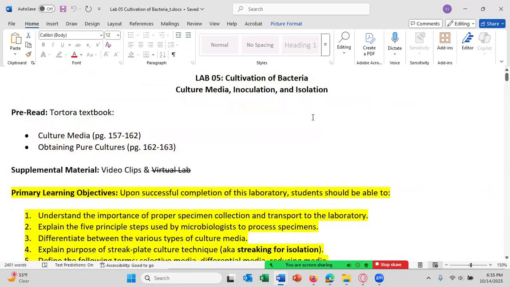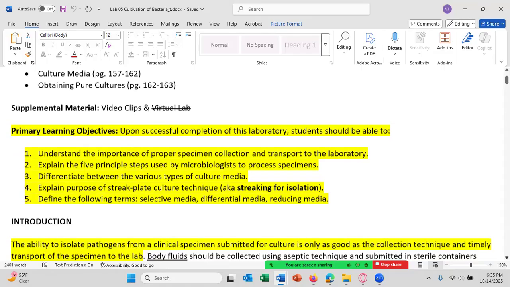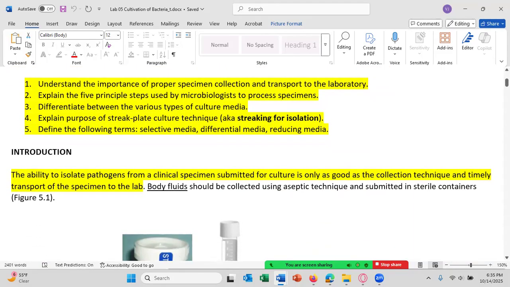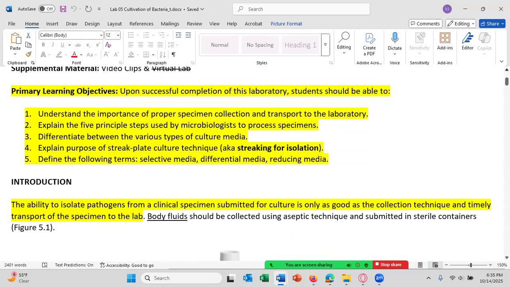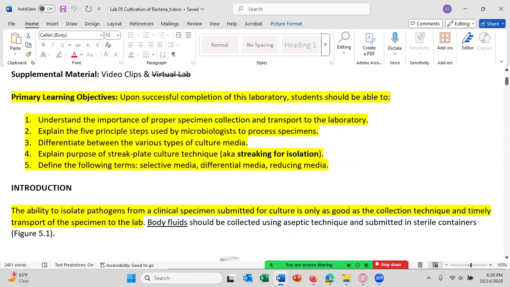Lab 5, cultivation of bacteria, culture media, inoculation, and isolation. There is some reading to every lab. Not too many pages today. You read about culture media, page 157 to 162. A page about obtaining pure cultures. There are some video clips in today's lab. There is no longer a virtual lab because the one we had used Flash, and Flash is not supported and doesn't work anymore.